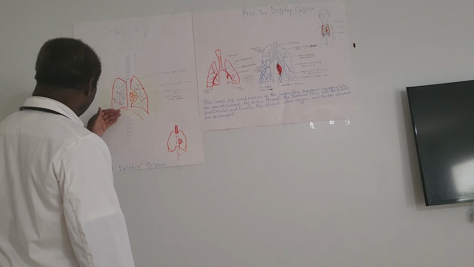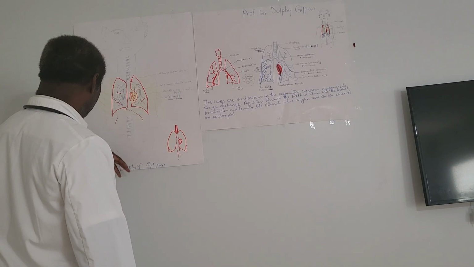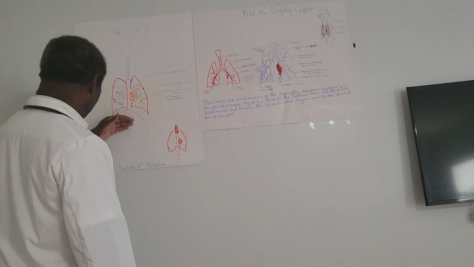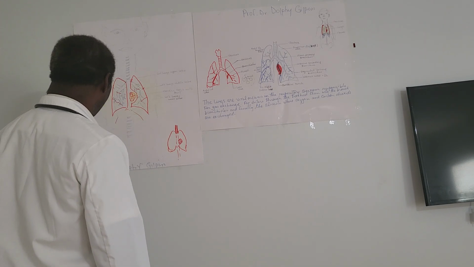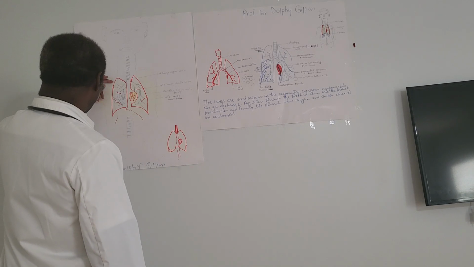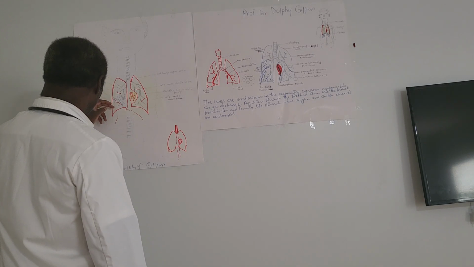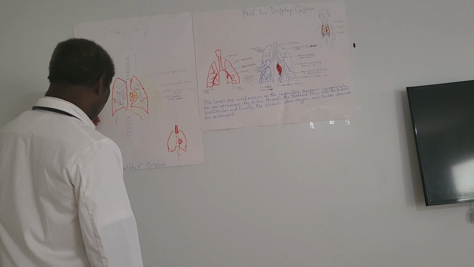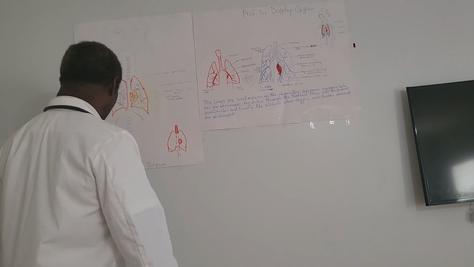Left lung, the diaphragm, and here we have the rib cage shown there. So we have the right lung's upper lobe, the right lung's mid lobe, and the right lung's lower lobe. Approximate bilateral symmetry.